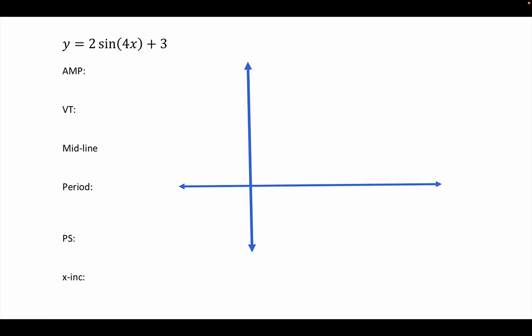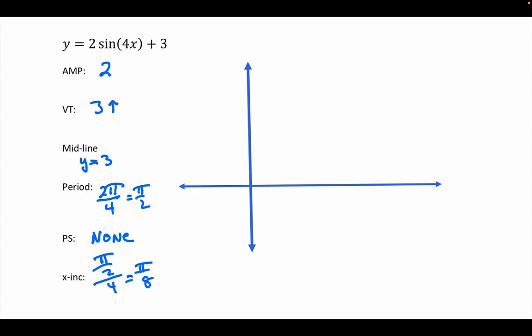Okay, on this graph we can see that our amplitude is 2. Our vertical translation is going to be 3, and that's going to be up here. Our midline then would be y is equal to 3, and our period would be 2 pi divided by that number in front of the x, which would be 4. So it looks like this is just going to be pi halves. There's no phase shift in this one. And our x increment is going to be, not 2 pi rather, it's going to be pi halves divided by 4, which is just pi eighths.